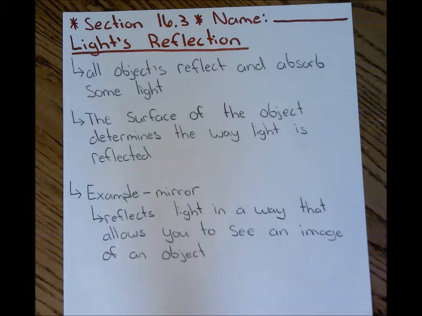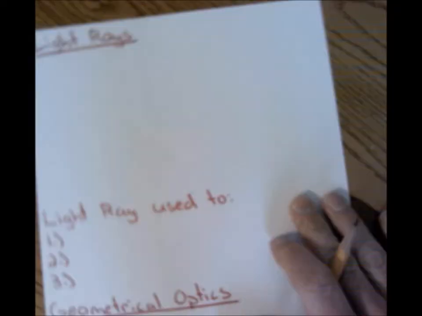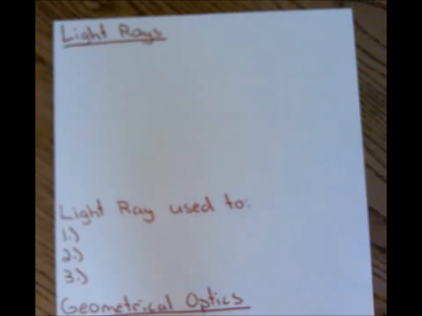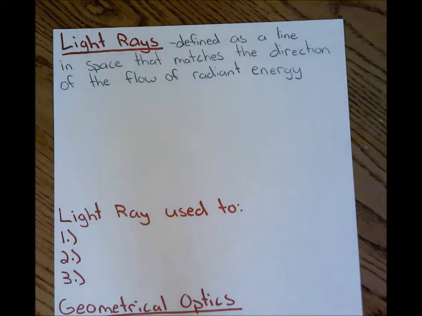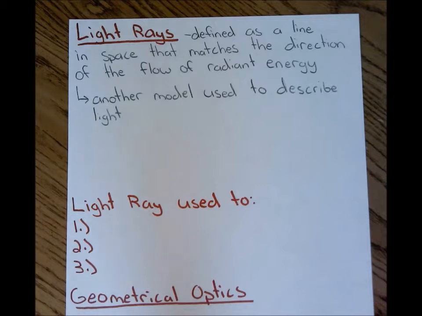So now that we have some basic principles of light's reflection, we can turn our attention to a concept known as light rays. Light rays are defined as a line in space that matches the direction of the flow of radiant energy. What it's really saying is this is another model used to describe light. We have to remember that light rays move in the same direction as the wave in the wave model of light and as the path of photons in the particle model of light.